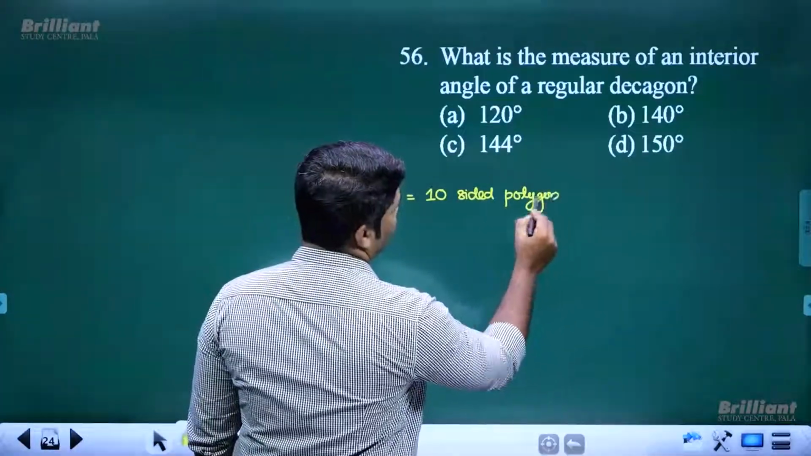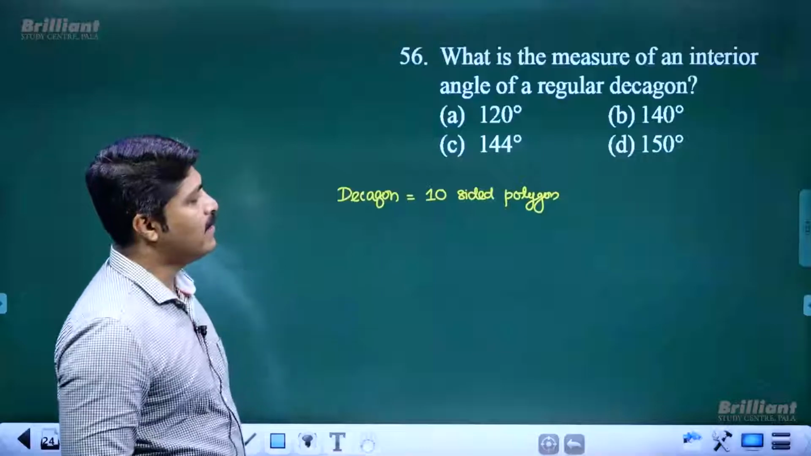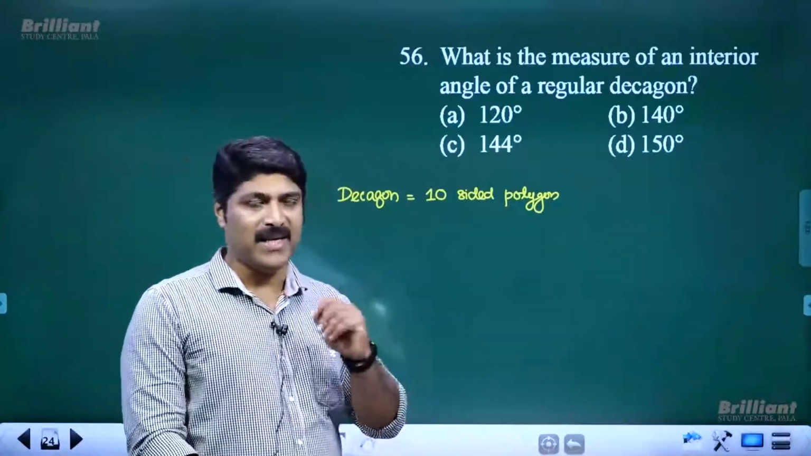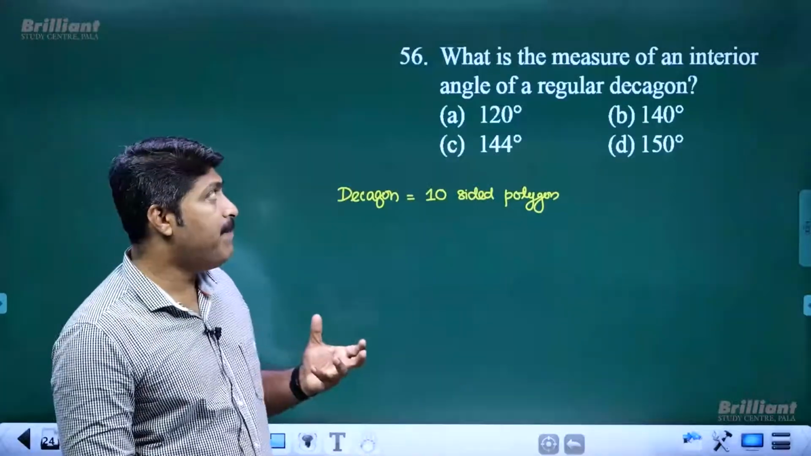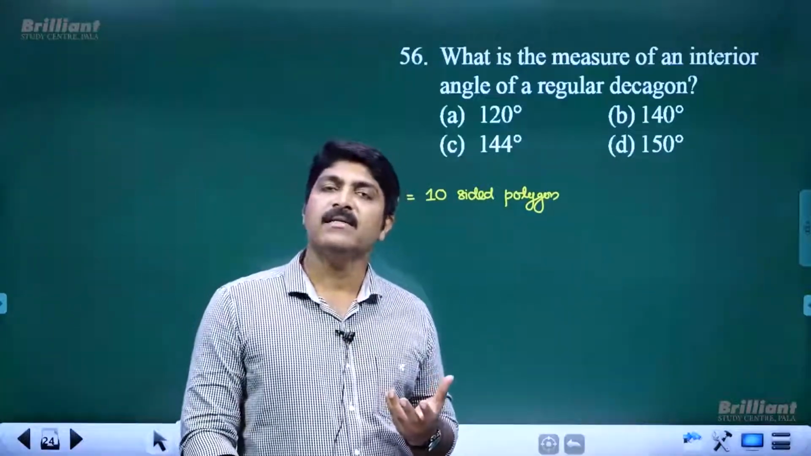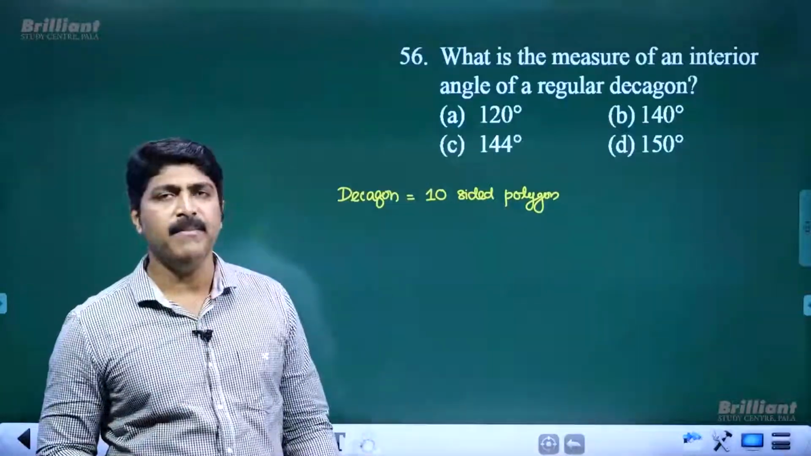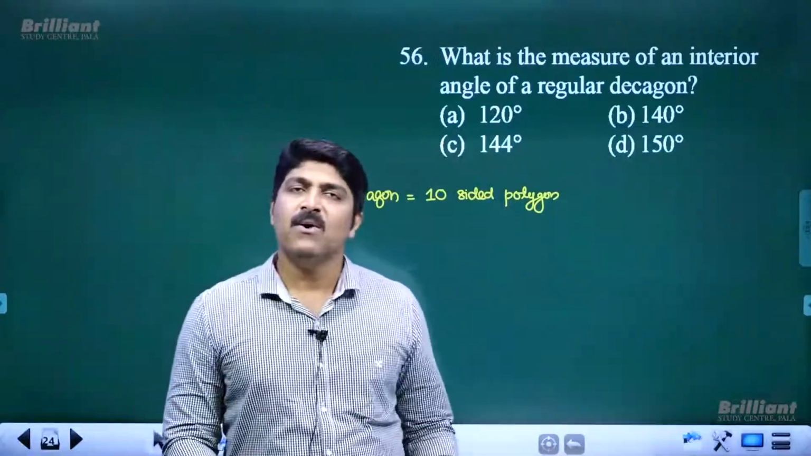10-sided polygon. As we know, square is also a regular polygon. How many sides does it have? 4 sides. Regular pentagon is there, so it has 5 sides. What does the term regular represent? What does it mean? Regular means all the sides are equal.